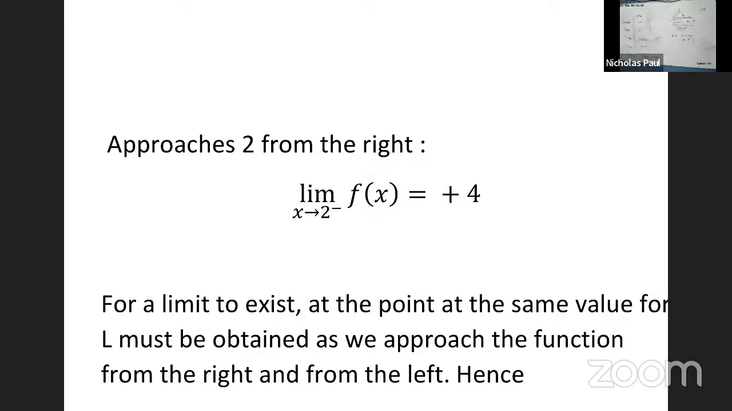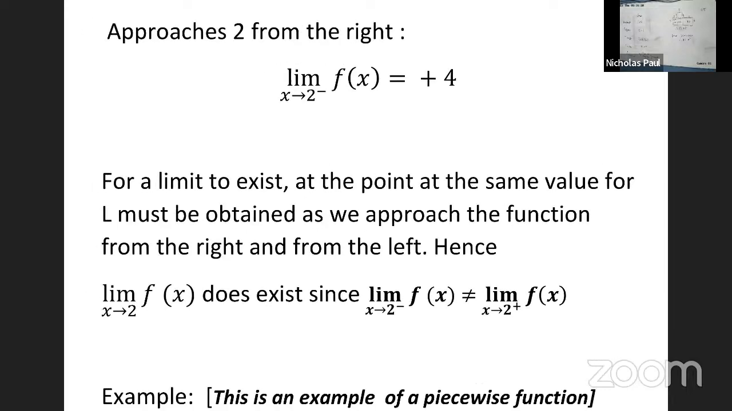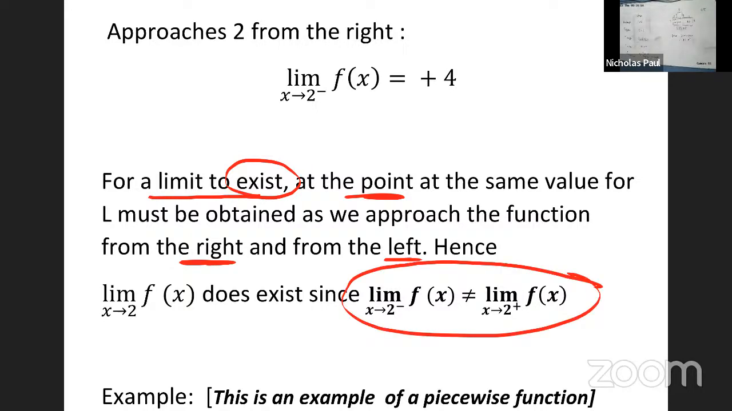So what that means is this. It's the most important thing for limits. For a limit to exist at a point, you have to get the same value as x approaches the function from the right and the left. So this has to be true, otherwise the limit does not exist.